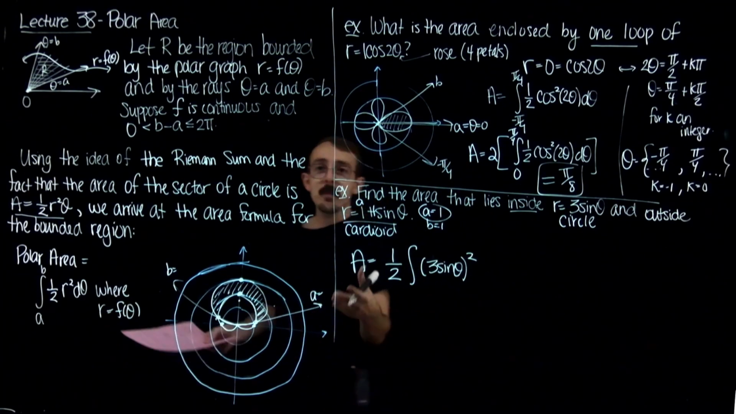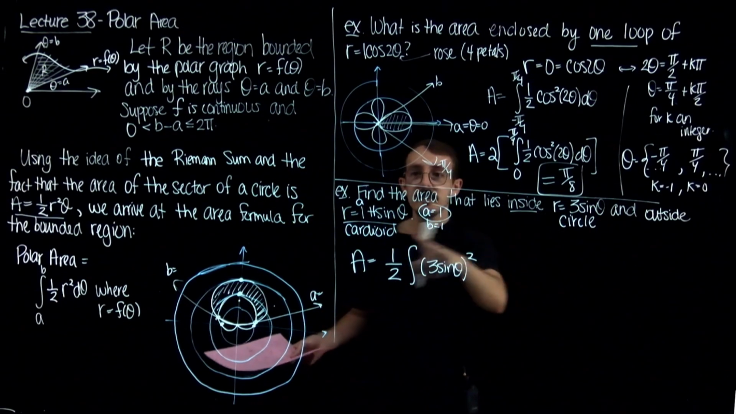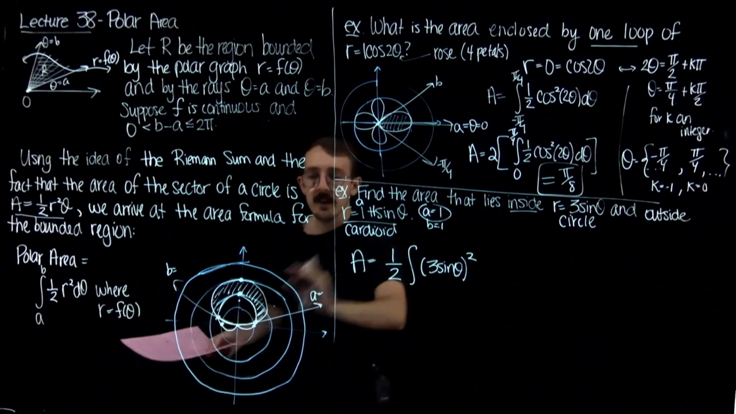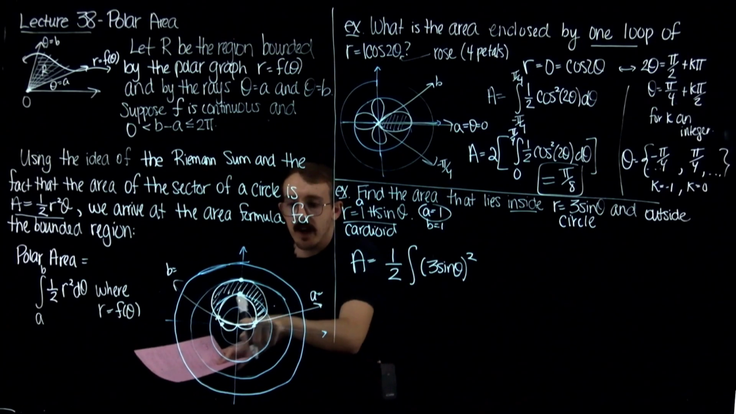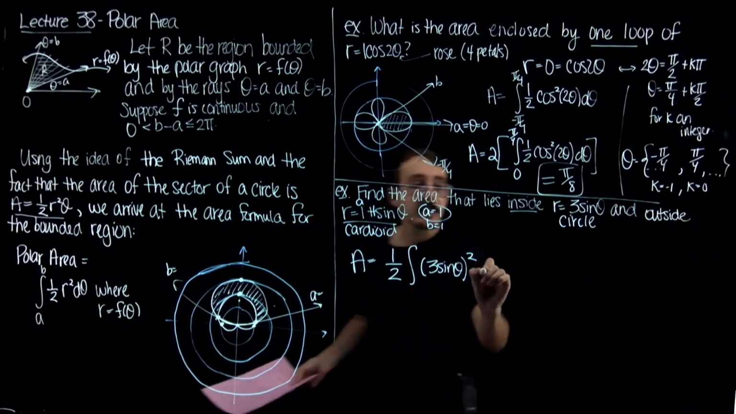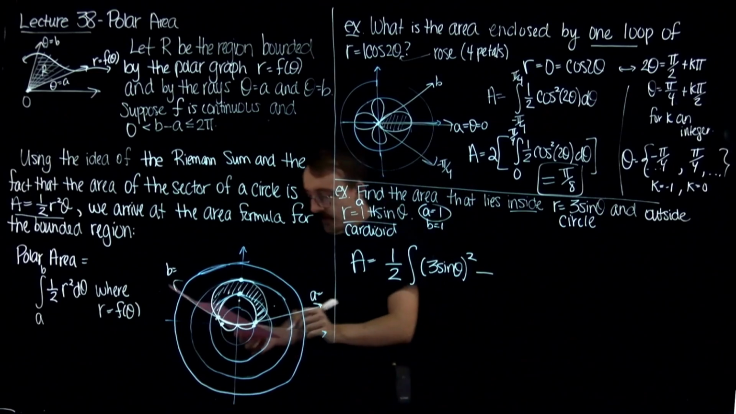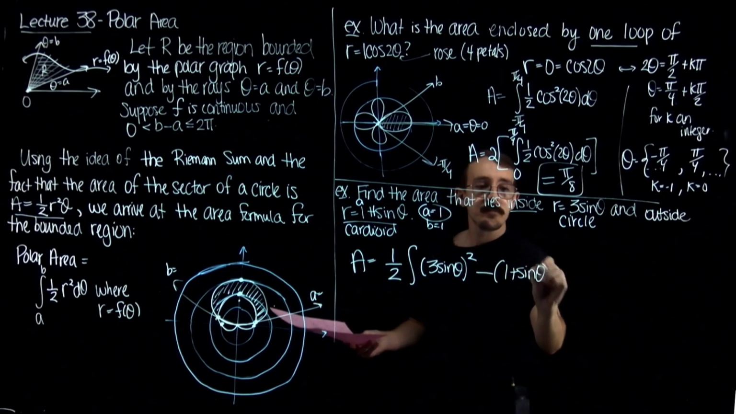However, I need to remove the area that's inside the cardioid because I want all the area that's outside of the cardioid. I want to just leave this portion. So I'm going to subtract off all this area that I don't need that's inside the cardioid. So we're going to subtract off the cardioid equation squared. Just like that.